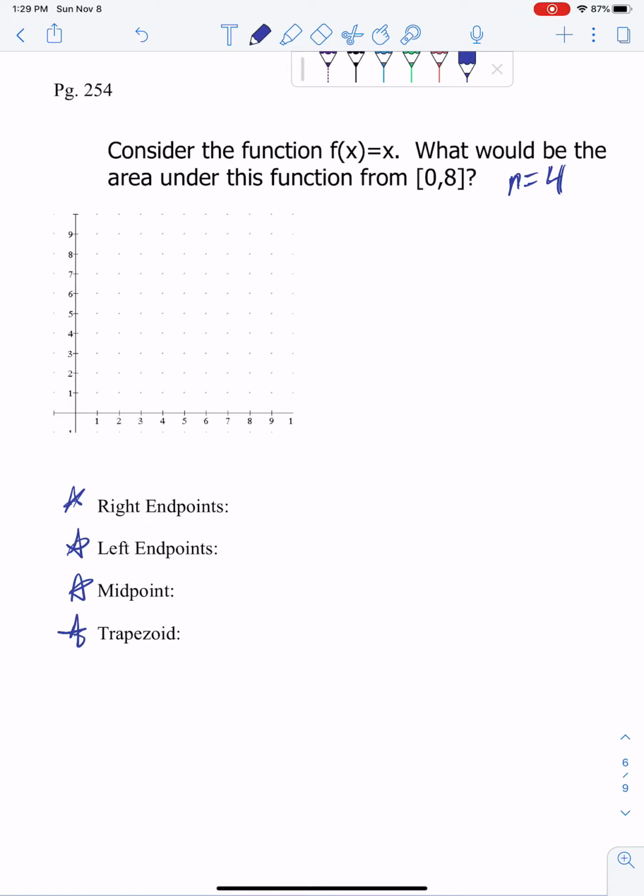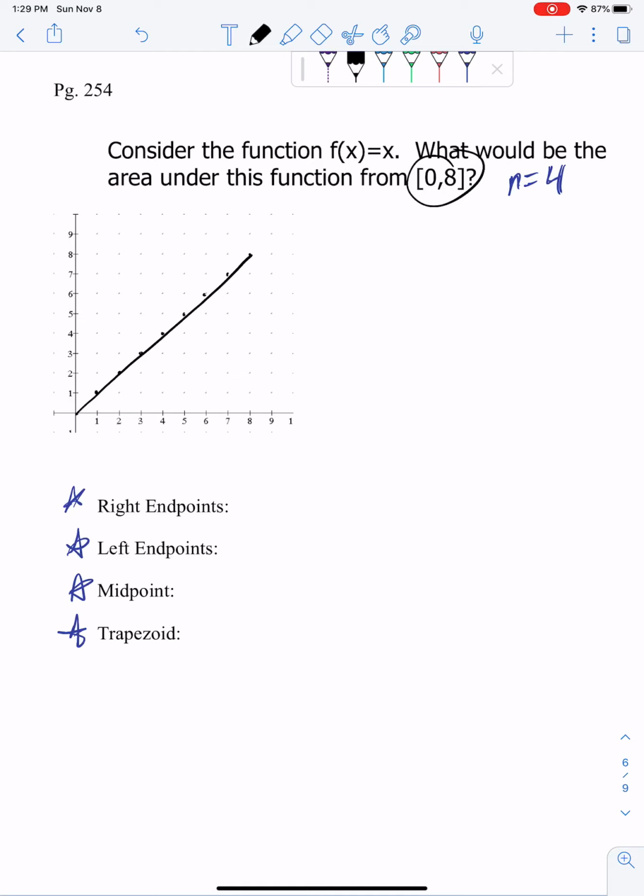So the first thing that I need to do is graph this function. I'm going to graph it in black. f of x equals x just means that I go up 1 over 1, up 1 over 1, up 1 over 1, right? So my function is going to look something like this. Now I stopped at 8 because look at my interval. It only wants me to go from 0 to 8. So that's where I'm going to stop. I don't care what's happening after 8.